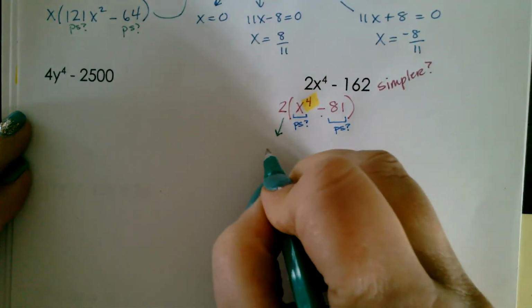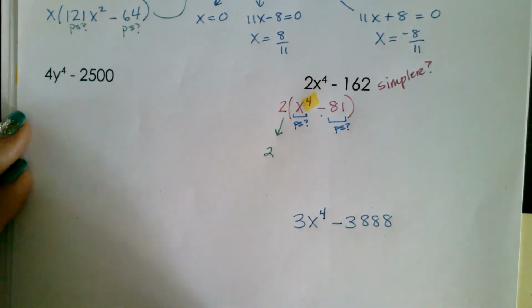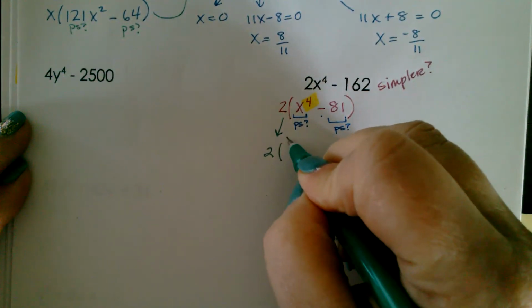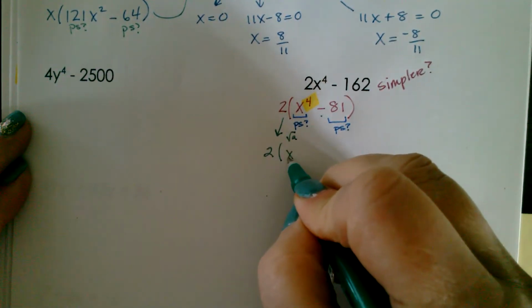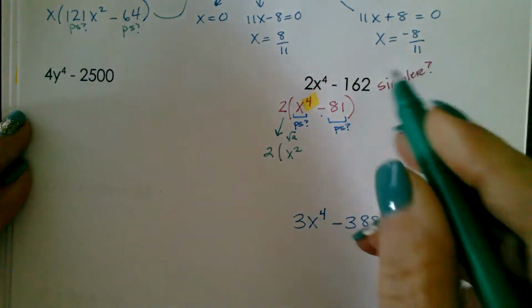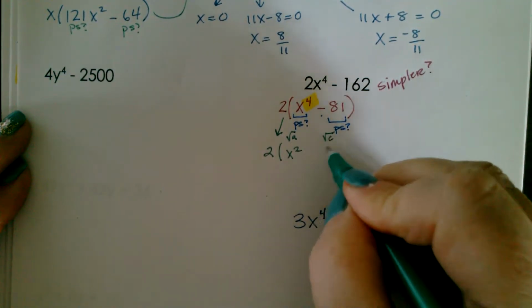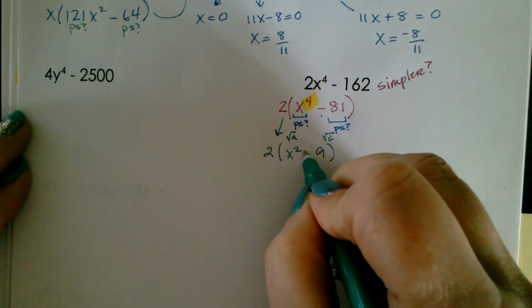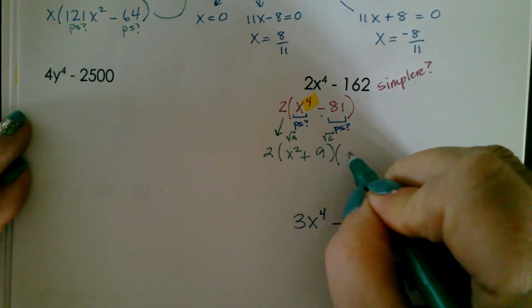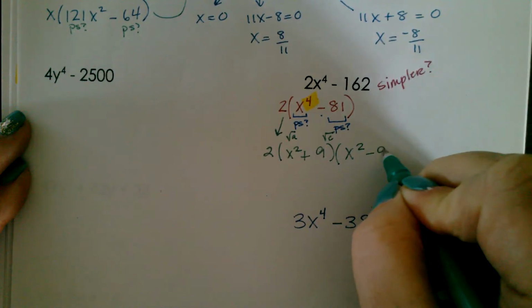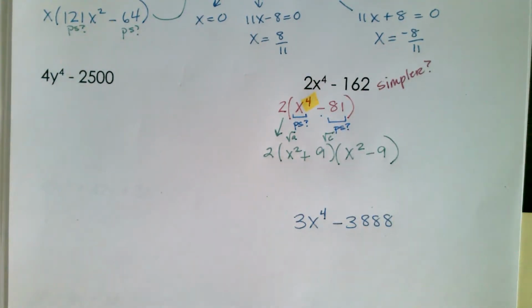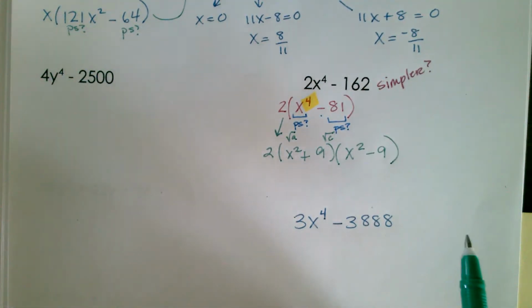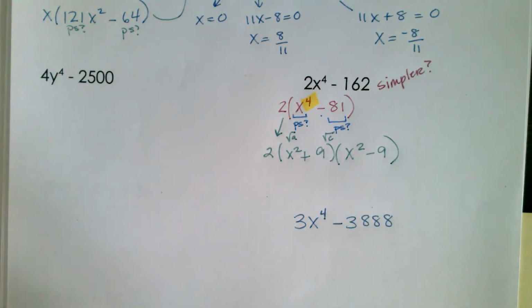So that I don't lose my 2, I'm going to drop it down. I'll take the square root of the a term to get x squared. I'll take the square root of the c term to get 9. So we will have x squared plus 9 times x squared minus 9. Phenomenal. Okay, we did some more simplifying.